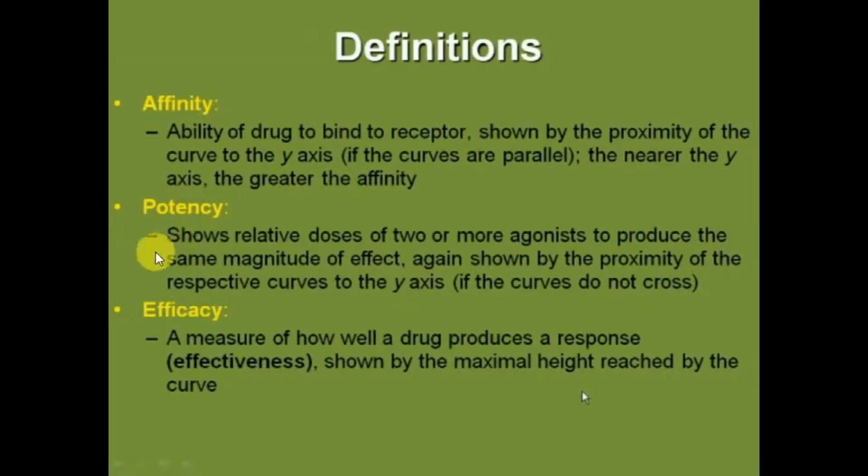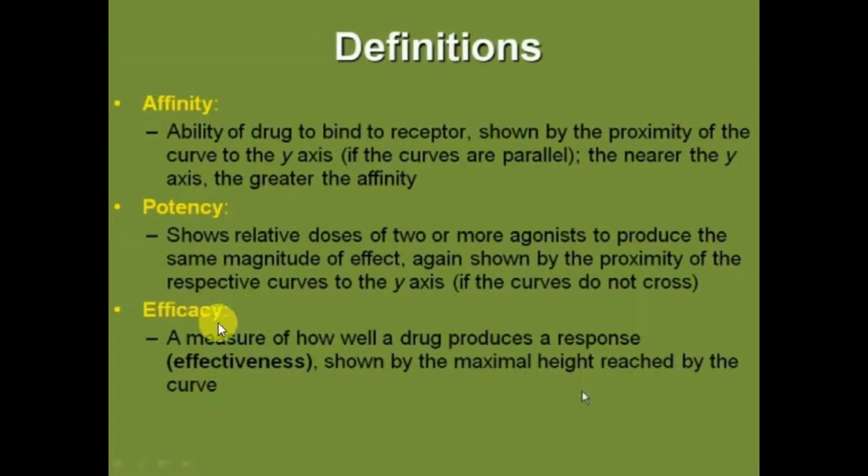Potency. Potency shows relative doses of two or more agonists to produce the same magnitude of effect. So we will concentrate on the same magnitude of effect, again shown by the proximity of respective curves to the y-axis if the curves do not cross. So proximity of the curves to the y-axis means the curves nearer to the y-axis.